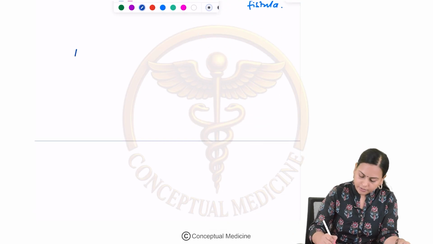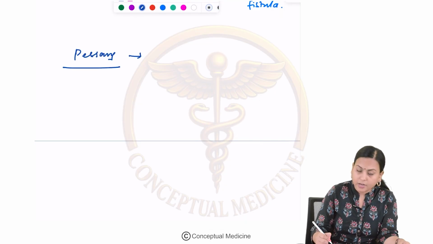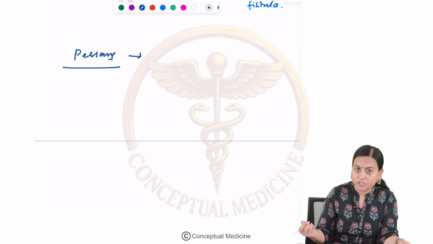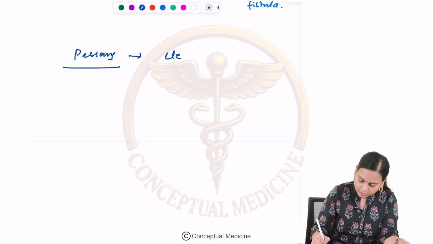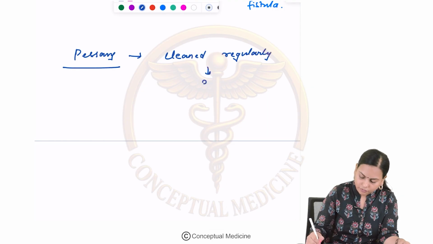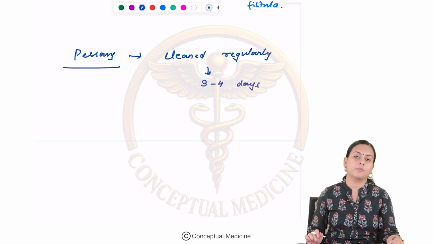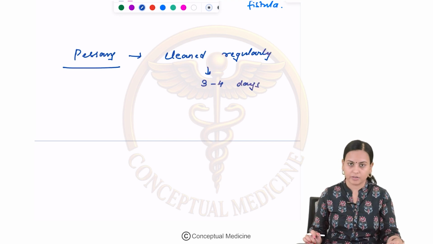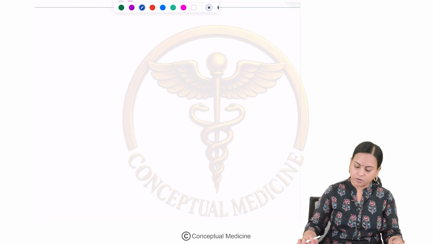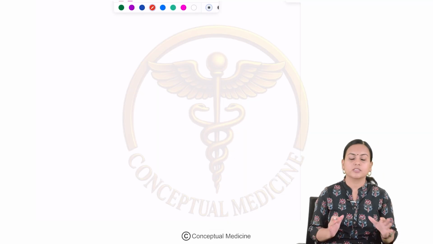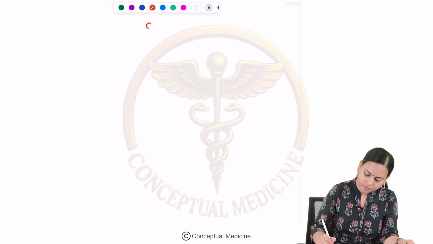And you have to remember one thing: you have to advise the patient about the pessary change. So pessary should be cleaned regularly with an interval of 3 to 4 days, and the patient herself should be trained about how to reinsert a pessary, right? Now let's discuss the surgical management of prolapse.